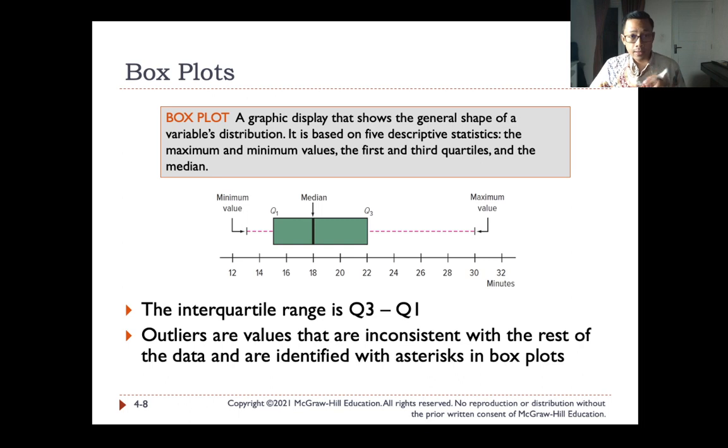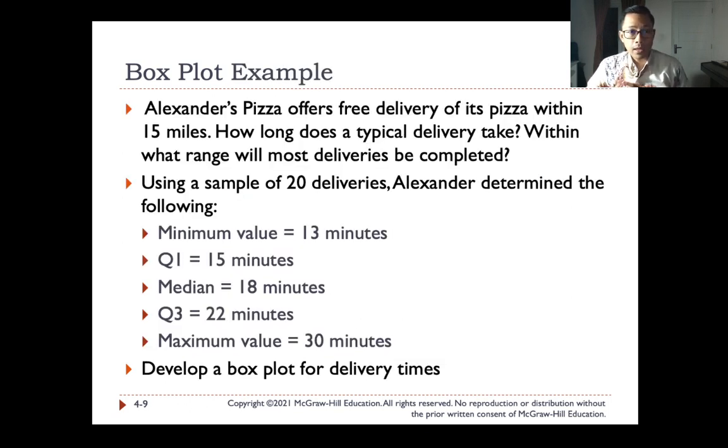Now, as discussed previously, the interquartile range, which is the difference between the third quartile and the first quartile, is the middle 50% of the data. Okay, let's do a box plot on this particular example.